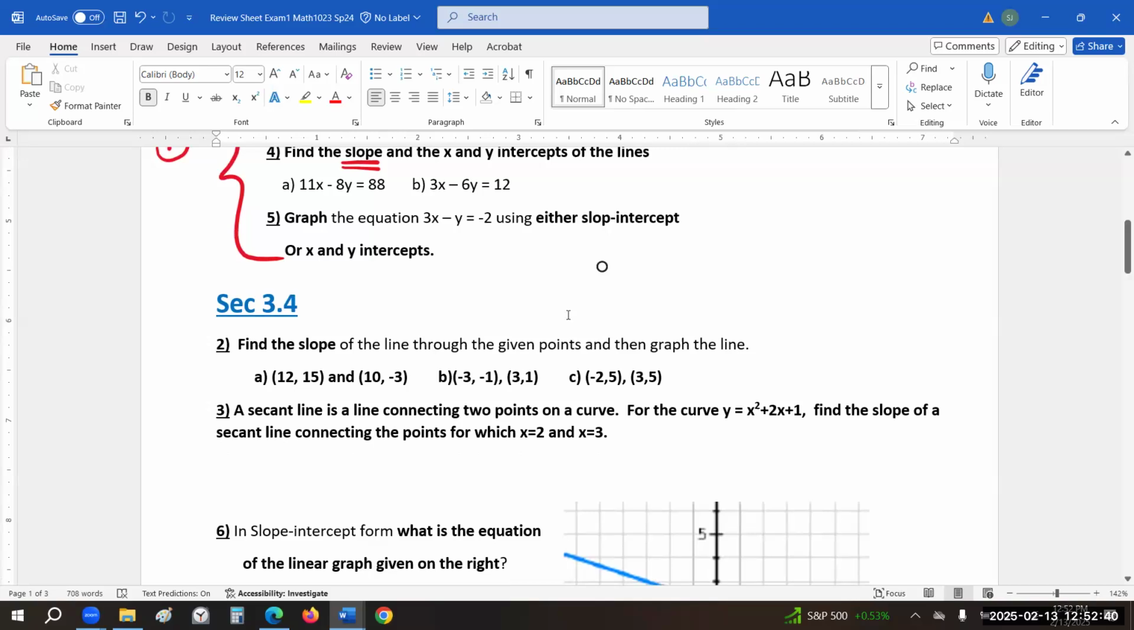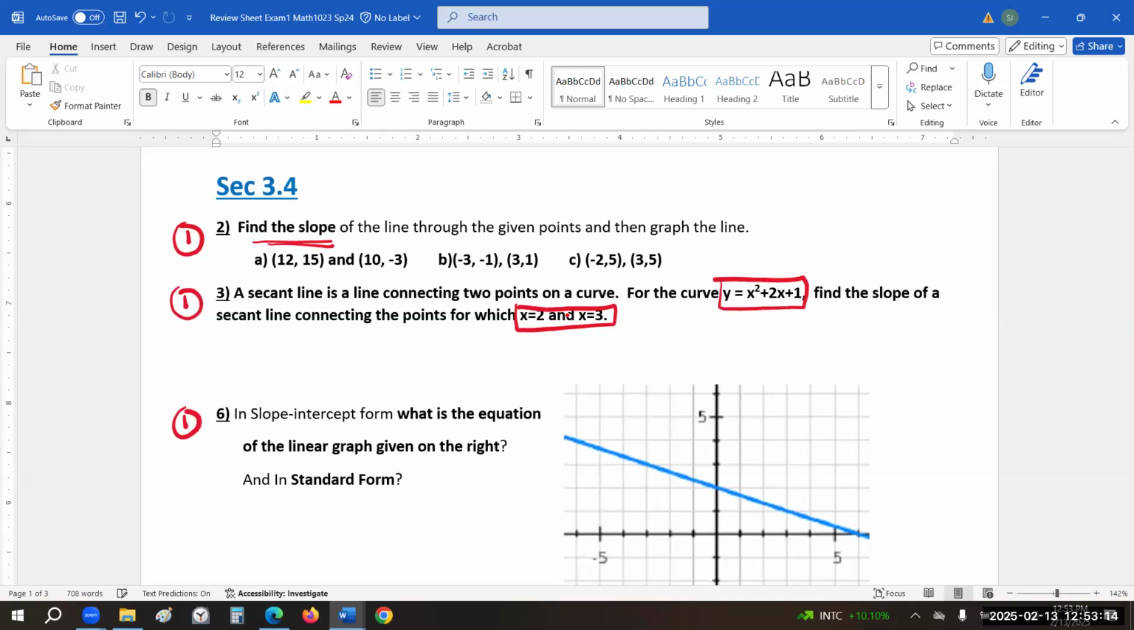From 3.4, find the slope that goes through 2 points. 1 question. The secant line, of course. I'll give you a different function and different x values. So the function will be different, x values will be different, but the same concept, same scenario.